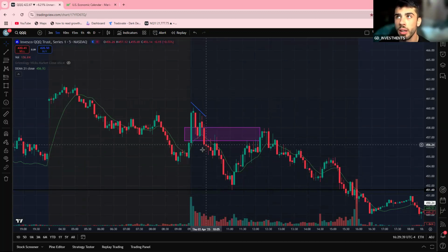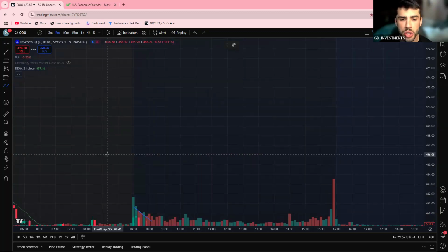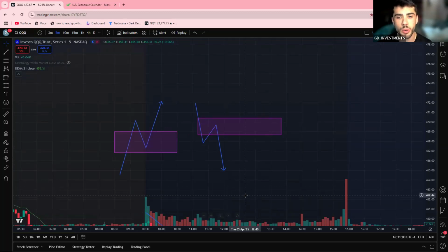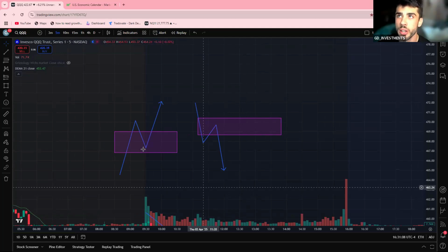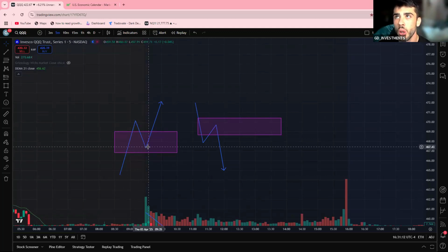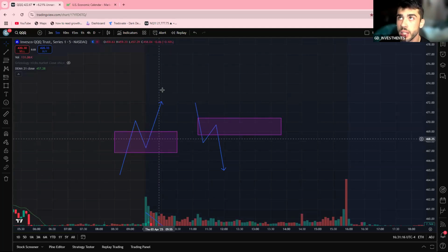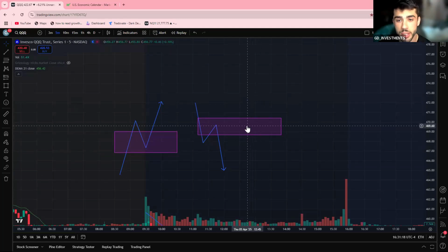Now, this is what we call an inversion fair value gap. So here's the theory behind it. Let me explain this in the most simple terms possible. Typically, when you're using a fair value gap, you're looking for price to continue in the direction. So for example, we have price moving to the upside, price comes down, retests into this gap, we expect buyers to get filled and price to continue higher. Same thing to the downside.